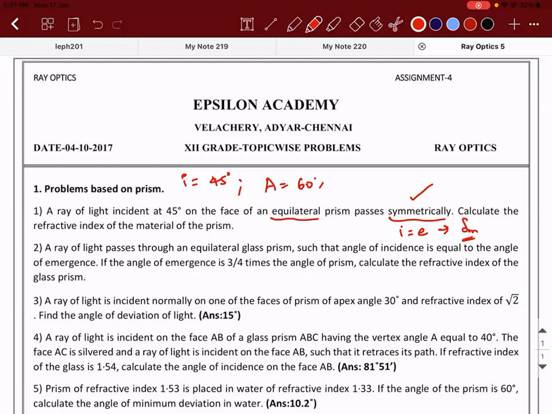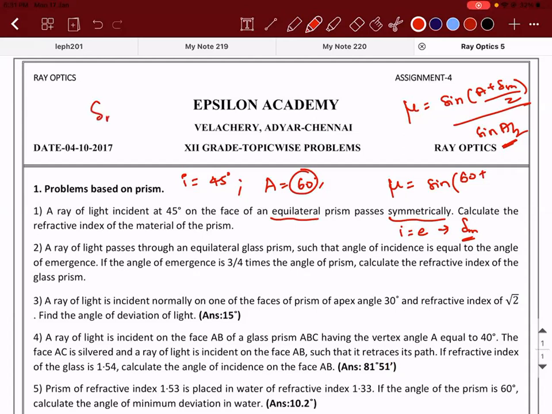What is the objective in this problem? Our job is to find the refractive index of the material. So what is the formula for refractive index? Mu is equal to sine of (A plus delta m) divided by 2, divided by sine of A by 2. Correct? So mu will be equal to sine of, what is A? It is 60, plus what is delta m? Delta m is i plus e minus A. Here i and e are the same, both are 45. So 45 plus 45 is 90, 90 minus 60 gives you 30. So sine of (60 plus 30) divided by 2, divided by sine of A by 2.